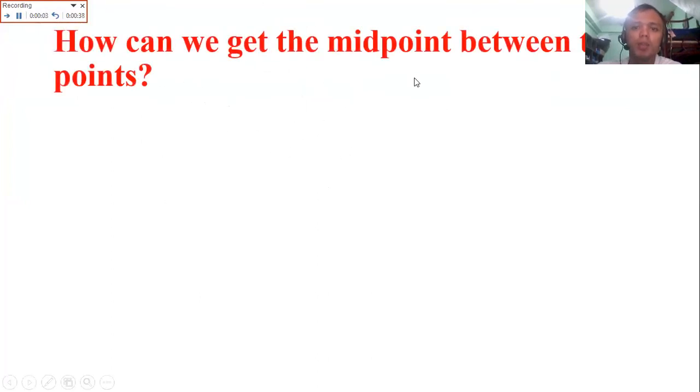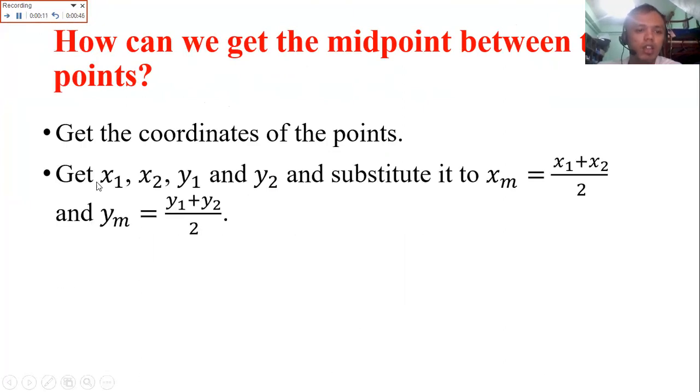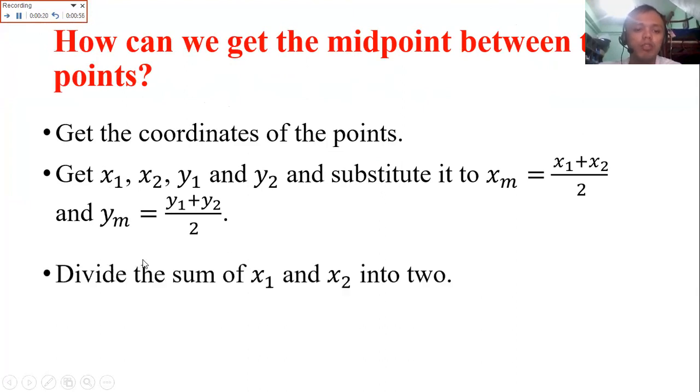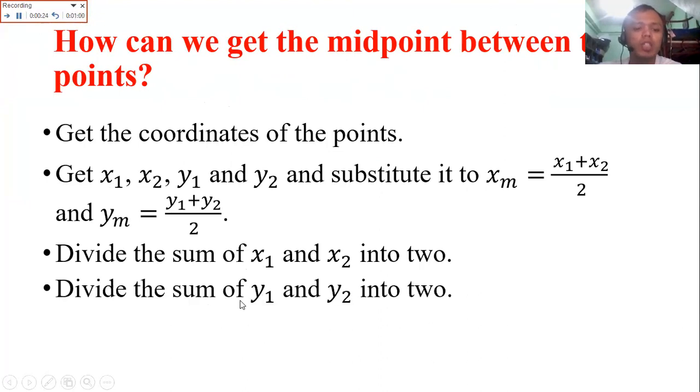How can we get the midpoint between 2 points? Again, get the coordinates of the points, like we did in the distance formula. And then get x sub 1, x sub 2, y sub 1, y sub 2, and substitute them to the formula. So we substitute after we get the values of the coordinates. Then, divide the sum of x sub 1 and x sub 2 by 2. Also, divide the sum of y sub 1 and y sub 2 by 2.